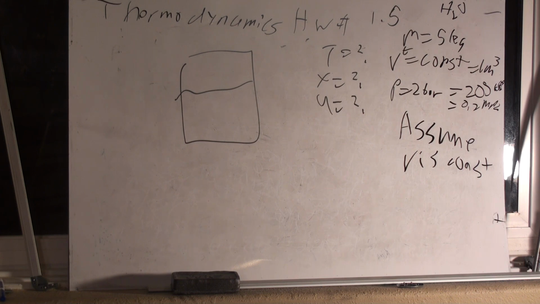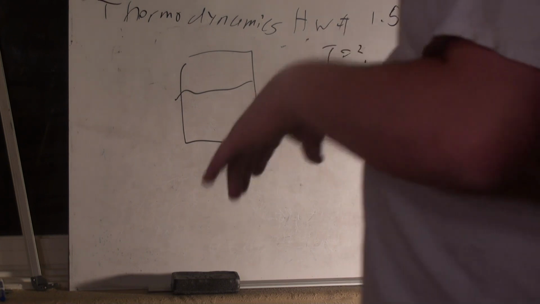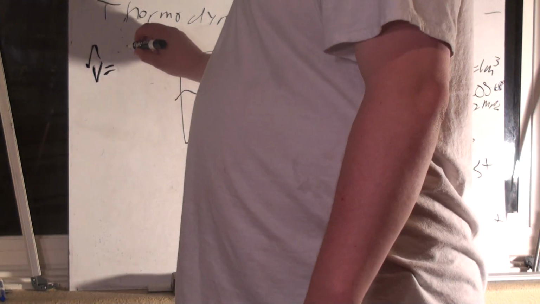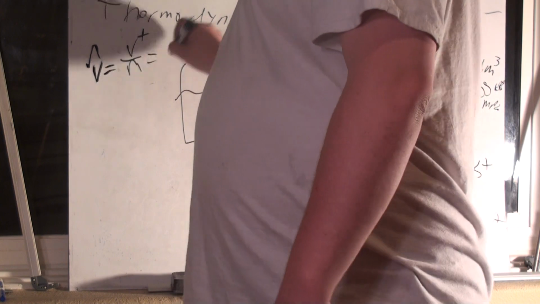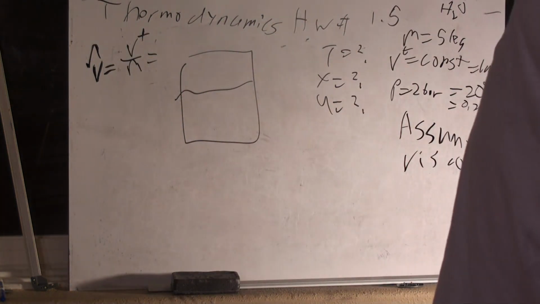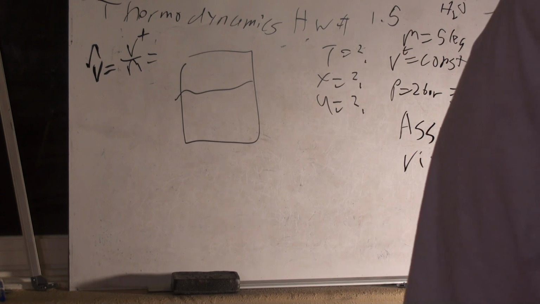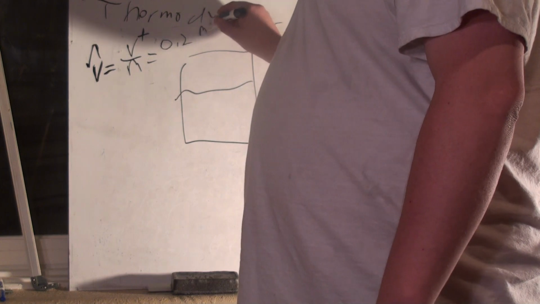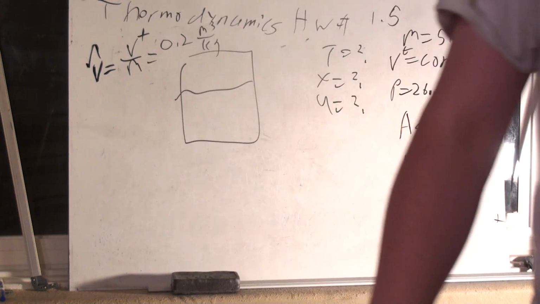The next thing I do is look at what else I know. Well, it looks like I know volume. But my table doesn't have total volume. What does my table have? That's right, it has specific volume. So I need to calculate that. That's just the total volume divided by the mass. In this case, we have 1 meter cubed divided by 5 kilograms. So that is 0.2 meters cubed per kilogram. All right, that's simple enough.